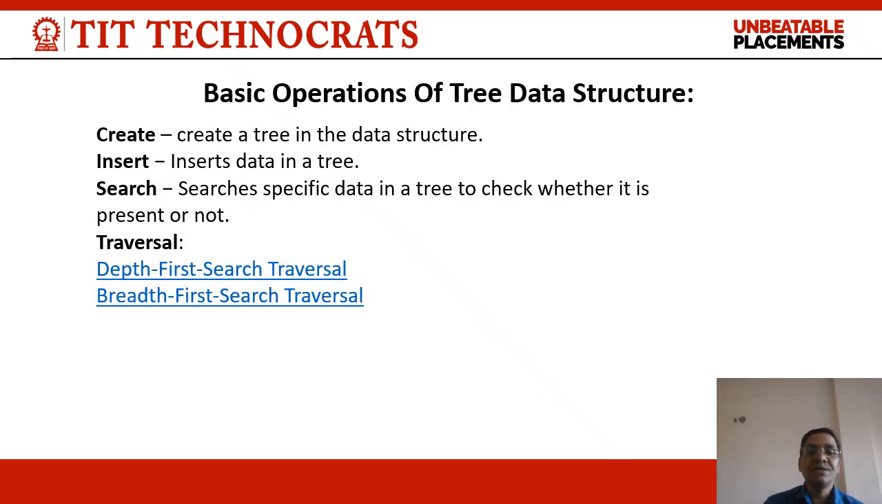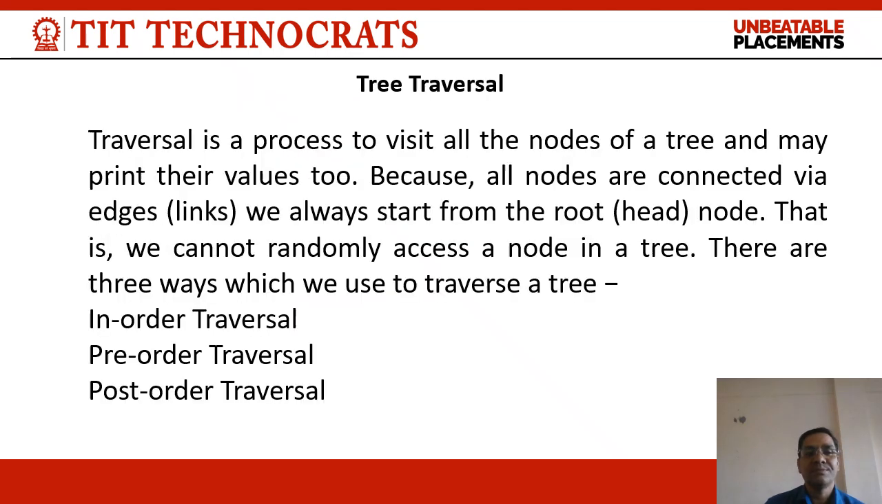Basic operations of the tree data structure are: create a tree, insert data into a tree, search specific data in a tree, and traversal. Traversal contains two types, that is depth first traversal and breadth first traversal.